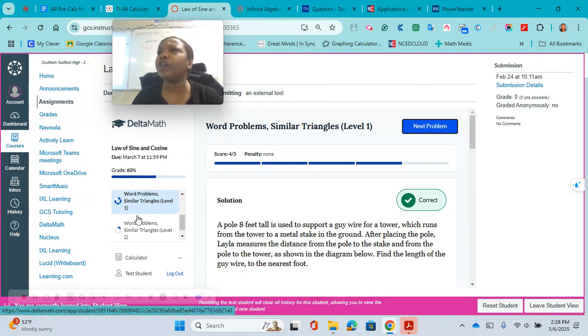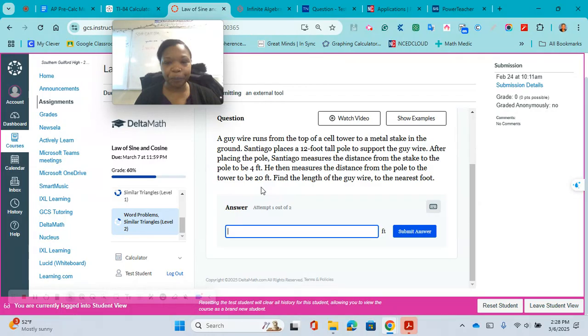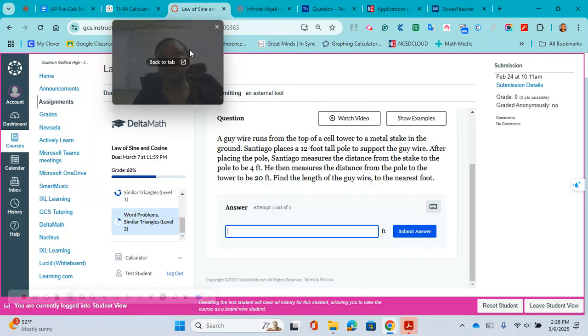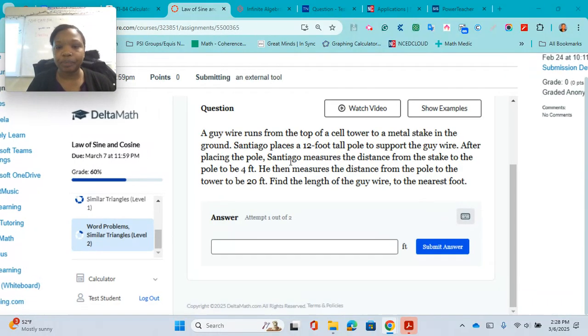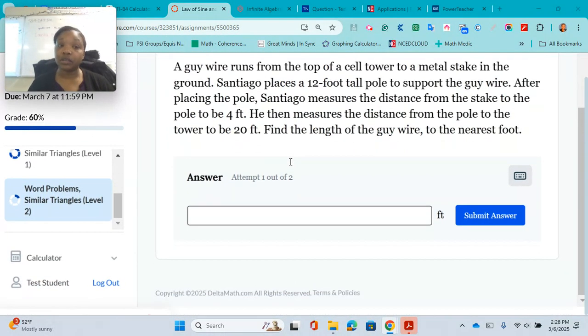Does anyone need me to go over another word problem? How about part 2? Level 2 word problem? Because you got to draw it. You got to see what they're talking about. And this is the part of comprehension that messes me up. So you're going to see me rereading this over and over so I can make sure I comprehend when I'm reading.